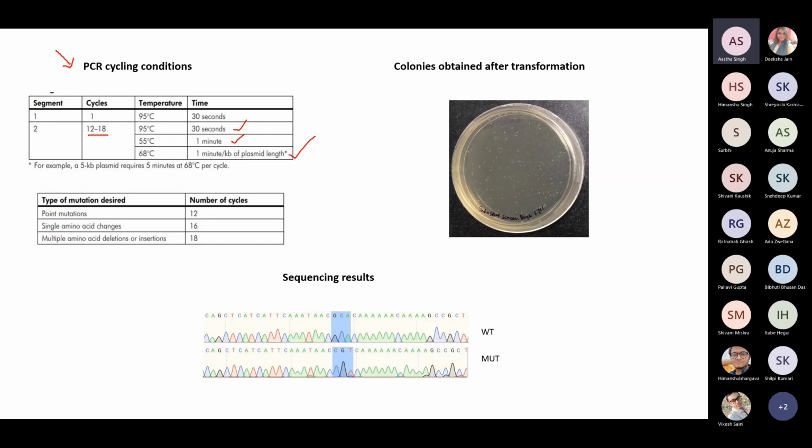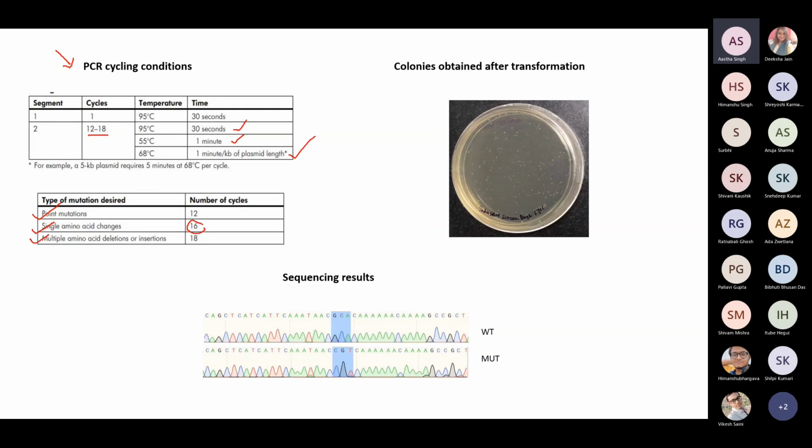Now you might have noticed that the number of cycles is usually lower than 30 cycles. This is because if you introduce more cycles, it will just produce smearing in the product. So that might not be intended. Okay, so for point mutation, the number of cycles should be less. Single amino acid changes. Now, since we have three nucleotides, which represent a codon, we should ideally do 16 cycles. And for multiple amino acid insertions or deletions, you can do 18.